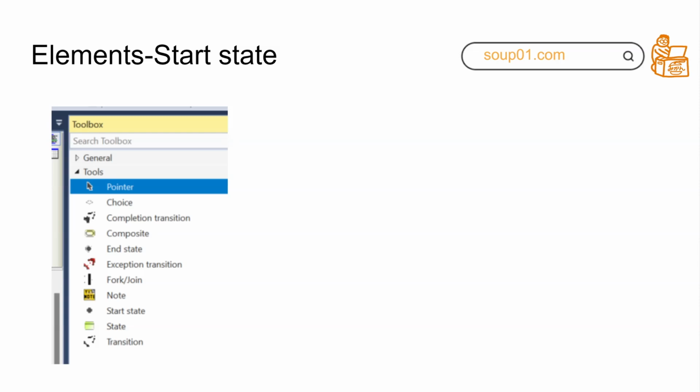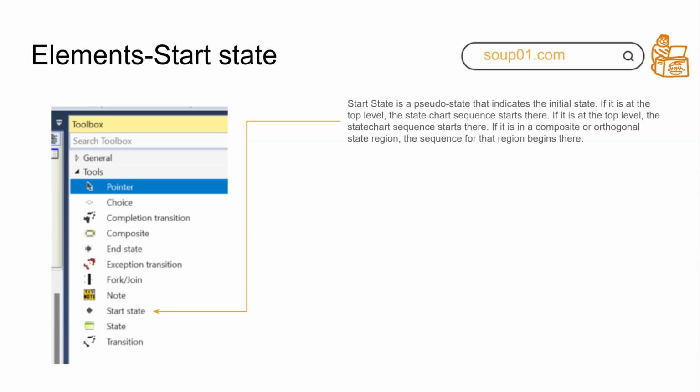Okay, now let's go a little deeper into the elements of the state diagrams. First of all, there is the start state. The start state is a state to indicate the initial state. If it's at the top level, it means the start of the StateChart. So the StateChart sequence starts from here.